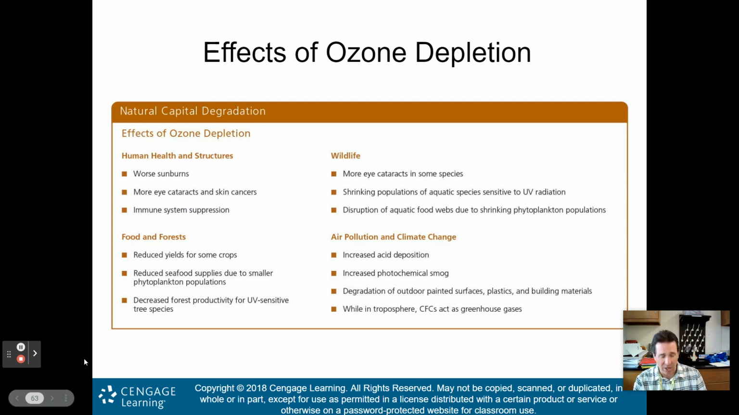All right, our final slide here, just so that you know a few effects of ozone depletion. Again, worse sunburns, more eye cataracts, right? Could have immune system suppression. In forests, reduced yields for some crops, right? You could decrease forest productivity. Wildlife, more eye cataracts for species, right? Shrinking populations of aquatic species. And again, increased acid deposition, increased photochemical smog if we have this ozone near the ground. And again, in the troposphere, it could also act as a greenhouse gas, which can also obviously continue to warm up our environment, which is what we do not want.